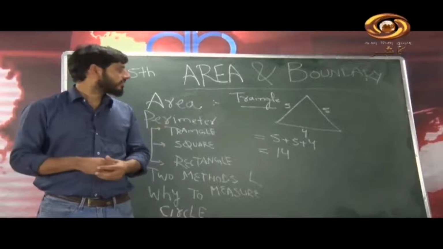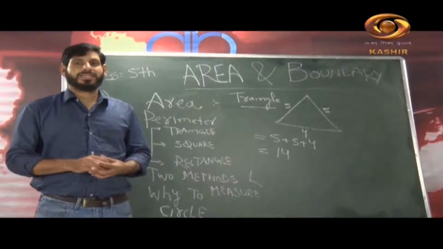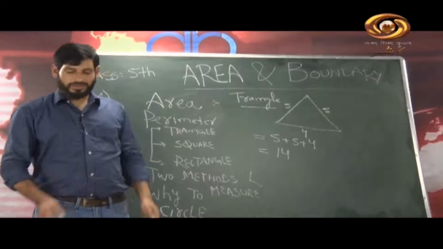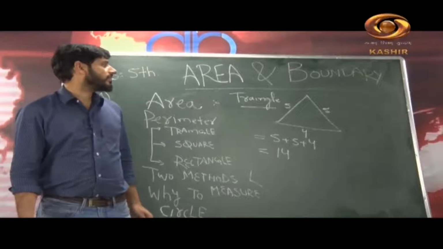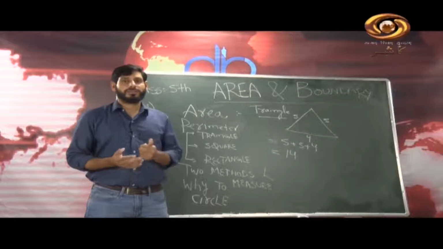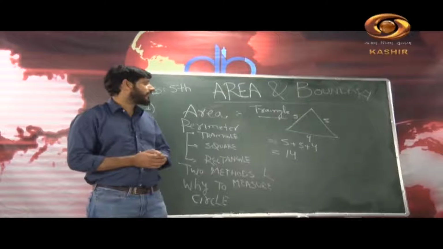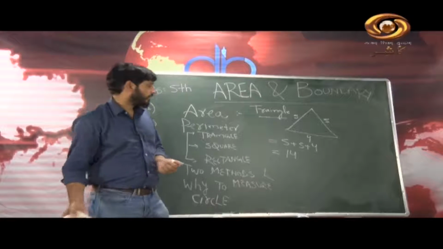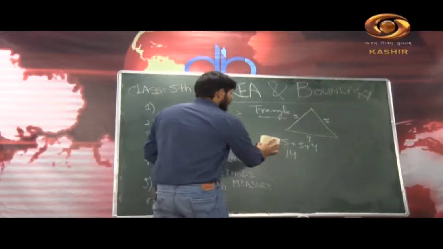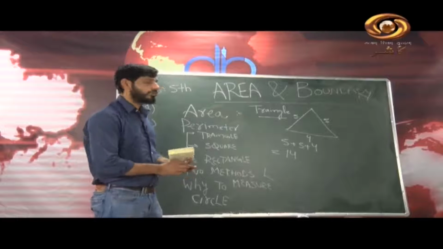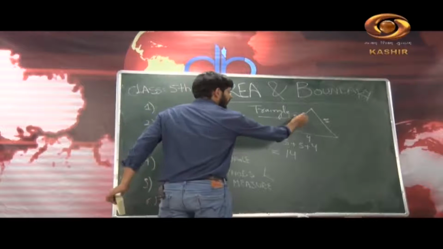So the basic concept of perimeter holds true for all types of triangles. We know that there are 3 types of triangles mainly: equilateral triangles, in which every side will be equal; second is isosceles triangle, in which 2 sides will be equal, third will be different; and third one is scalene, that is every side measures differently. So this kind of triangle is isosceles triangle because we have 2 similar sides, that is 5 and 5.